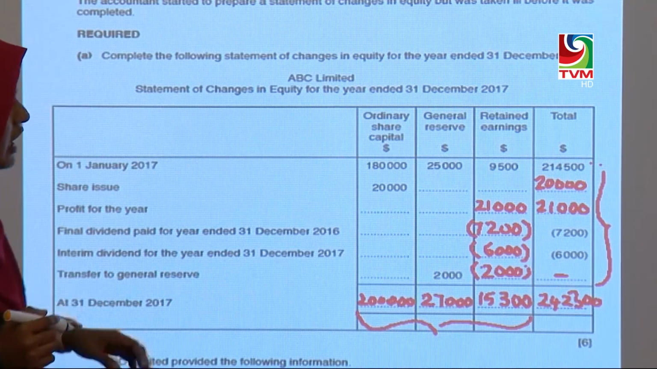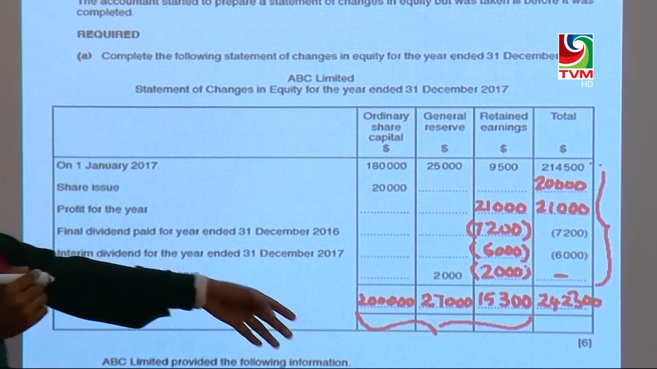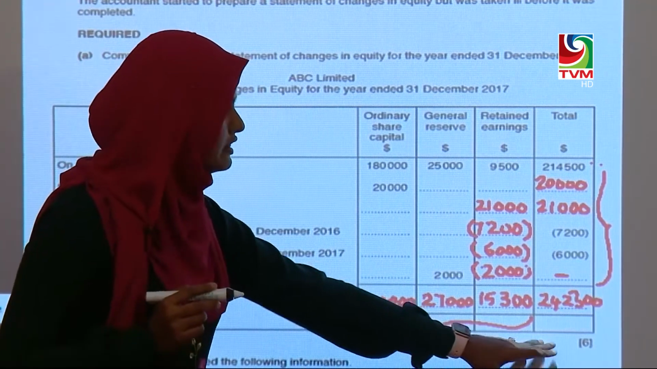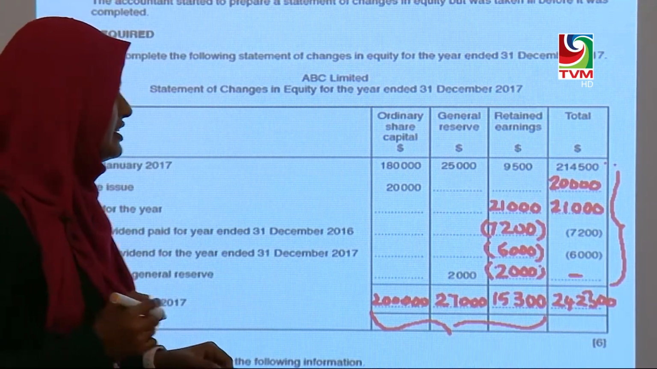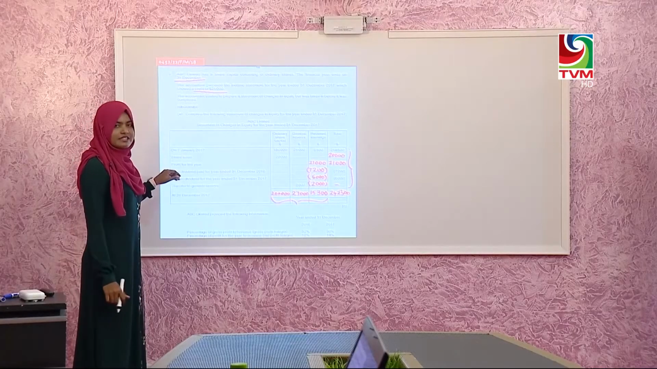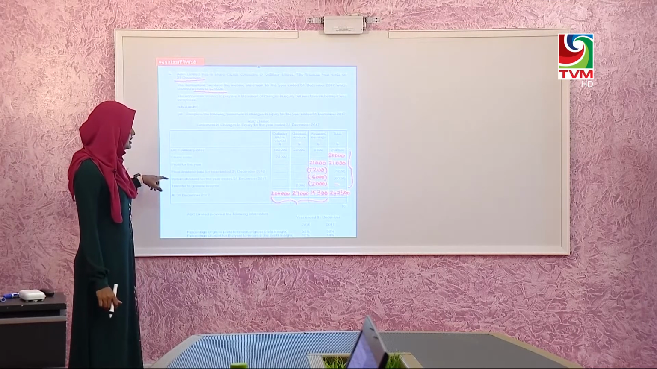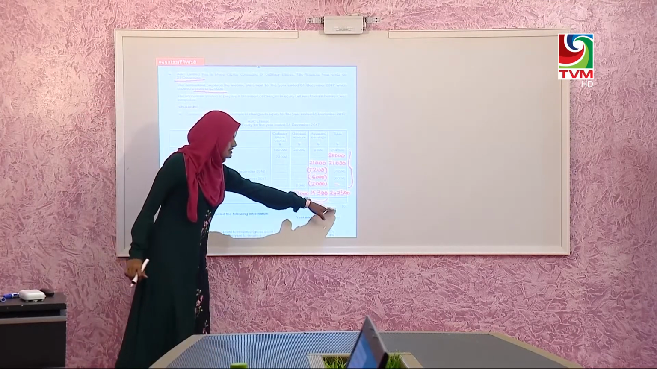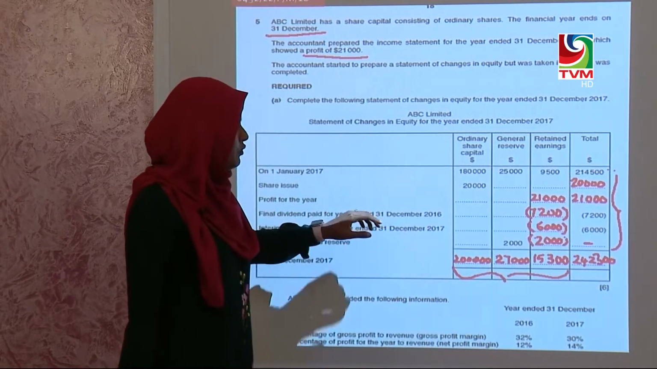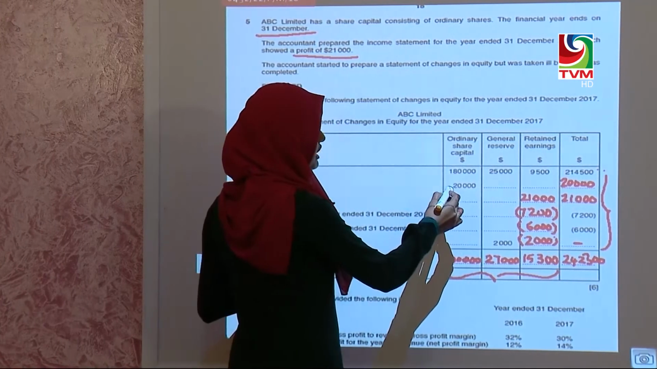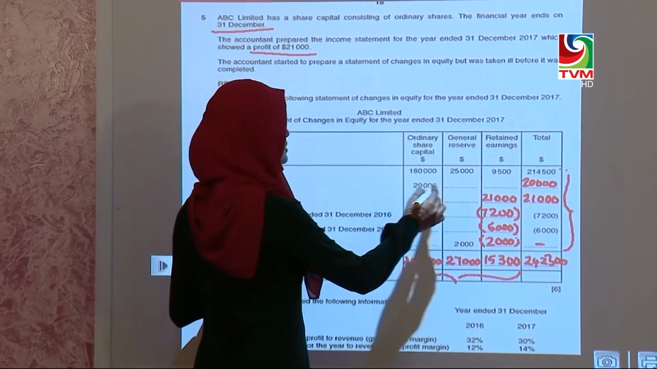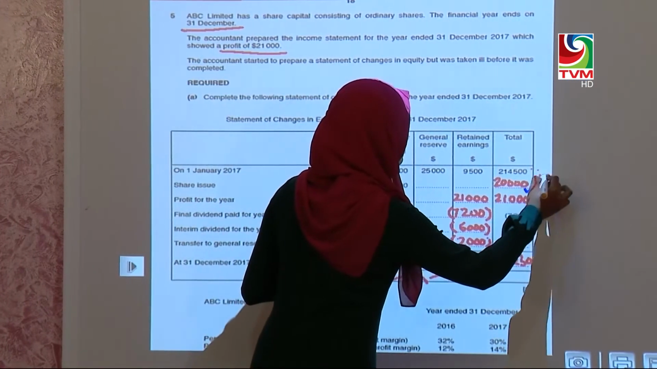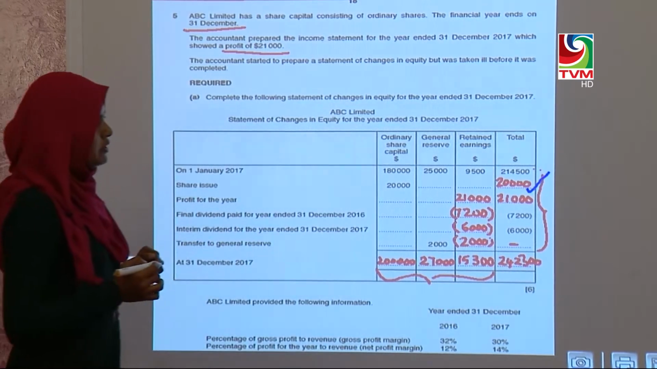Now looking at how the marks were given, there are 6 marks allocated for this table here. Now let's see how the marks were given here. So how marks have been allocated for this question here. See, there are 6 marks given here. So 1 mark will be given if you have transferred this ordinary share capital of share issue correctly in the total column. So this is 1 mark.